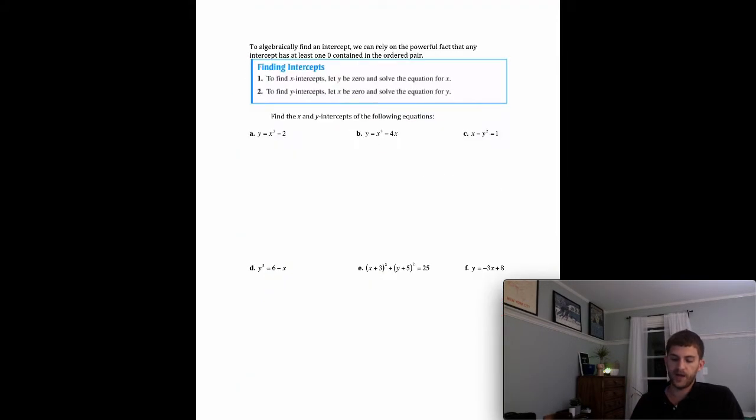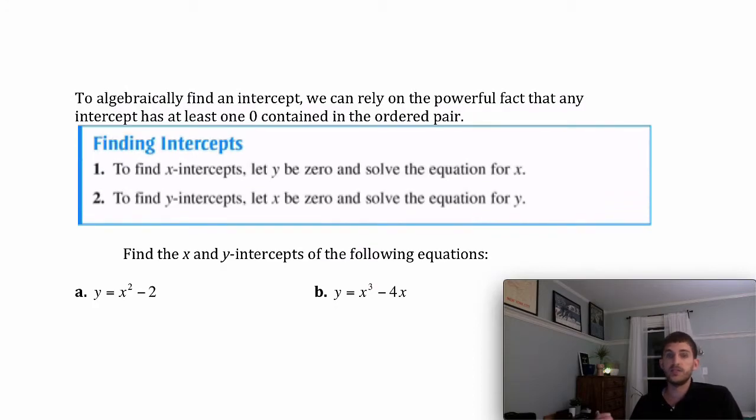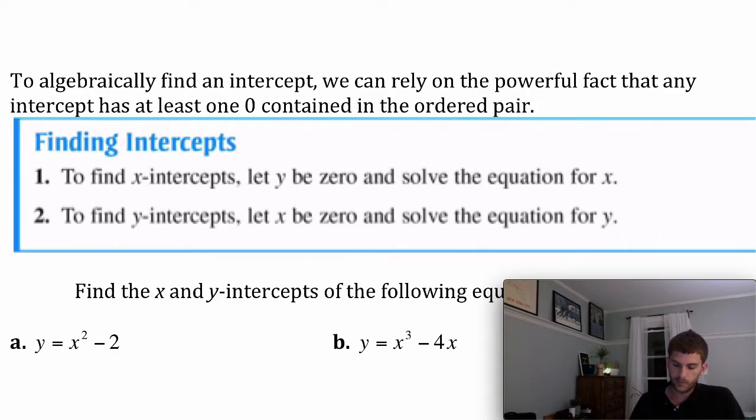Now, in order to find x and y intercepts, the simplest way is to plug in 0. So to find x intercepts, let y be 0. In other words, plug in y equals 0. And then for y-intercepts, you're going to plug in x equals 0.